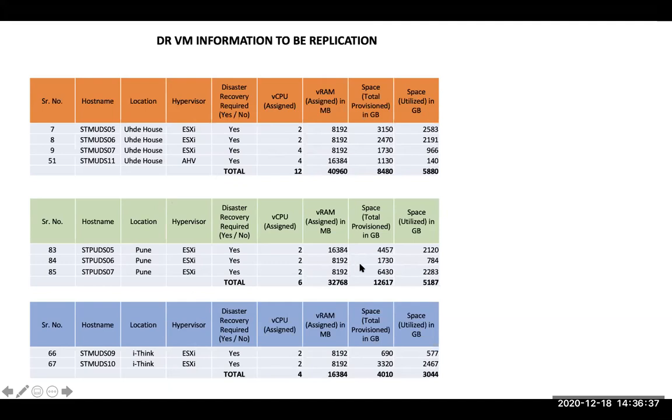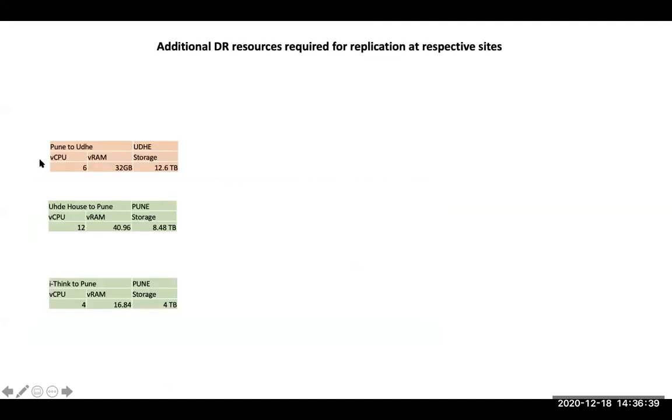So I have calculated this as a DR component, and then these are the additional resources which I have to add in the respective location. For example, for the replication from Pune to UDHE, I have to consider this requirement towards the UDHE side. For the replication which is supposed to happen from UDHE to Pune, I have to consider this as an additional overhead in the Pune location. And for the replication from the other location to Pune, I have considered this as an additional component in the total BOM.